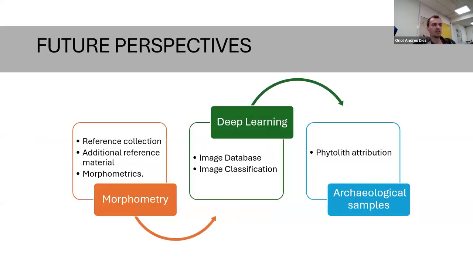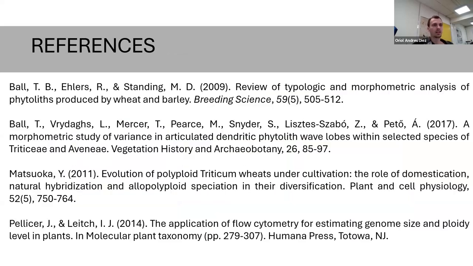So our future perspective with all of this work, from the reference collection and these ploidy studies, is to apply morphometry, then to apply this deep learning to create a big image database to be able to do image classification, and then to apply it in Tershington, from the phytolith attribution to see, in the different profiles, because Tershington is an archaeological site with a long chronology, with a lot of periods of occupation. So we want to see the differences between different periods by applying all this work.